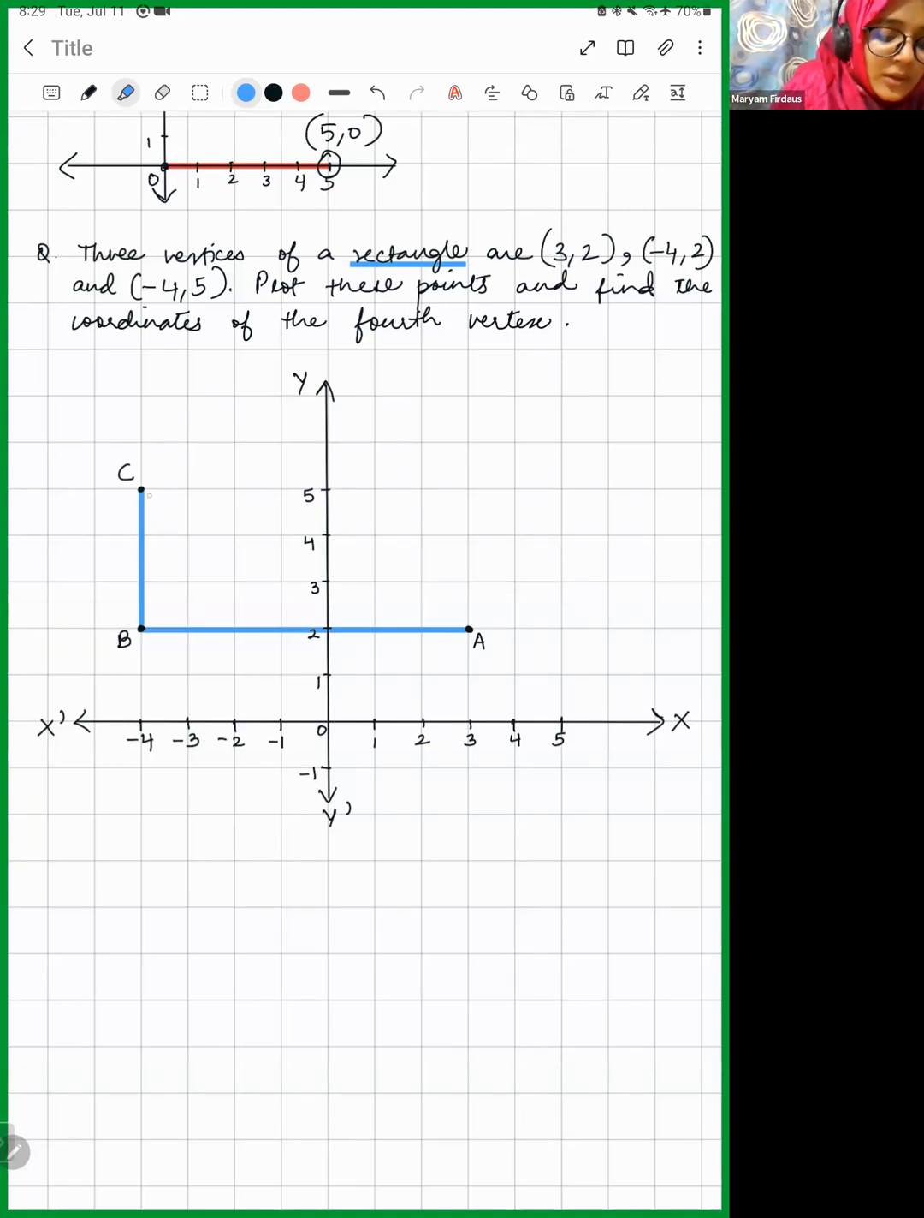So the last vertex will be over here, right? It will be this one. So this is D, and the coordinates of D are 3, 5. So that is the answer. Zen, is this clear? Okay, good.